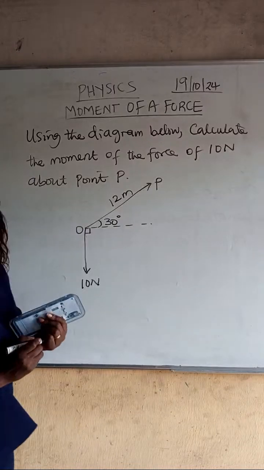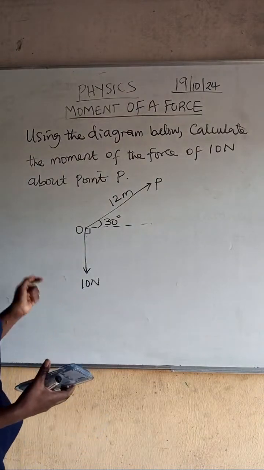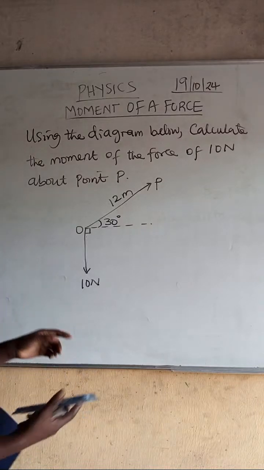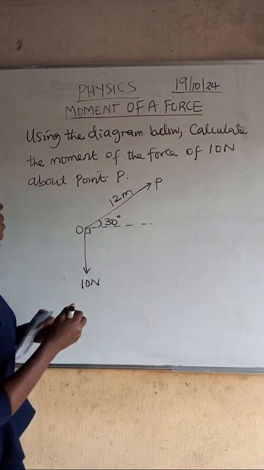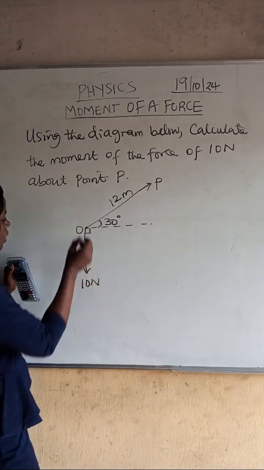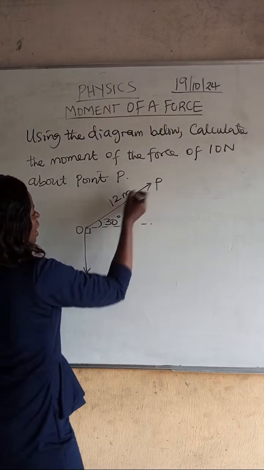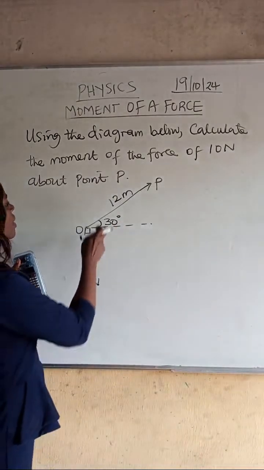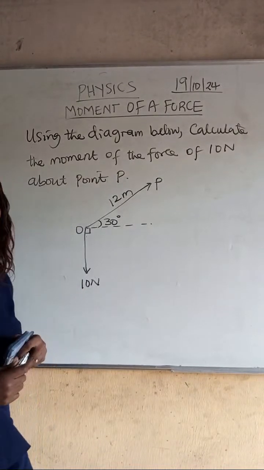All right, let's look at what we have. Using the diagram below, calculate the moment of the force of 10 Newton about point P. Looking at this particular question, we are asked to find the moment. The force acting is 10 Newton, inclined at an angle of 30 degrees to the horizontal. Then we have the distance covered to be 12 meters. How do we calculate the moment?